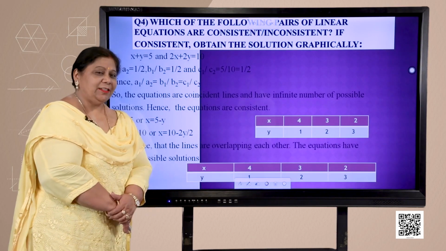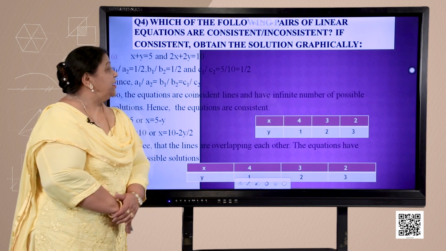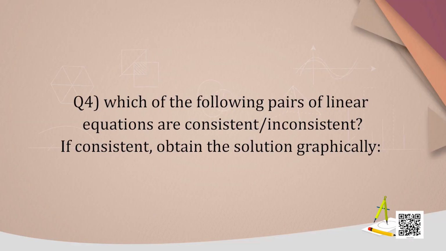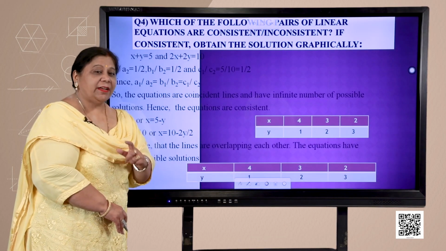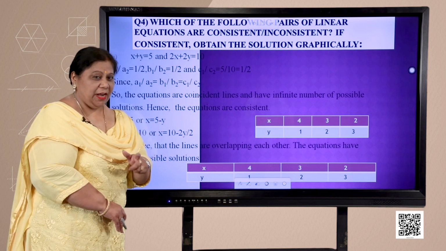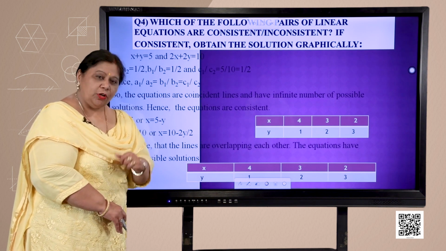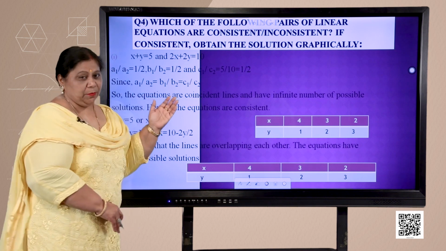So, students, let us look into question number 4 now, which says, which of the following pairs of linear equations are consistent or inconsistent? If consistent, obtain the solution graphically. That means we need to draw the graphs of only those linear equations which have solution. Let us see the first part.